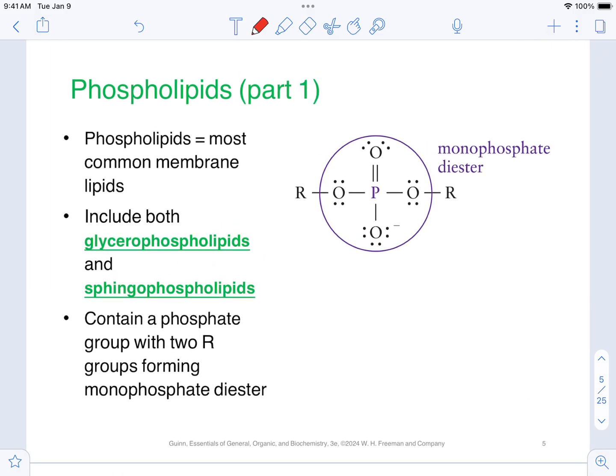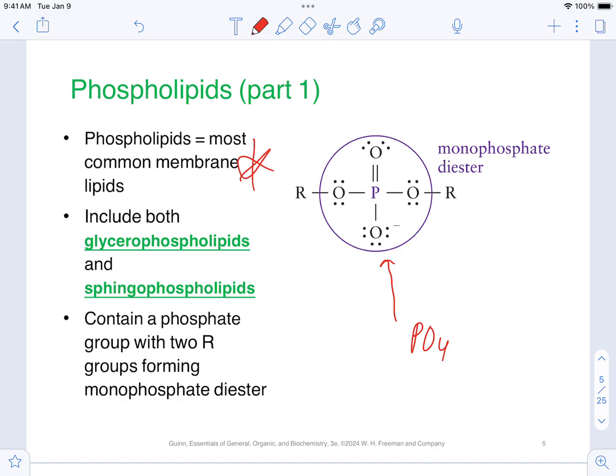Okay, so going into phospholipids. These are the most common membrane lipid, and they're characterized by a phosphate group. So here is your phosphate group. It's PO4, and then you'll have a double bond to one of the O's. So that is what you're looking for in your phospholipids.